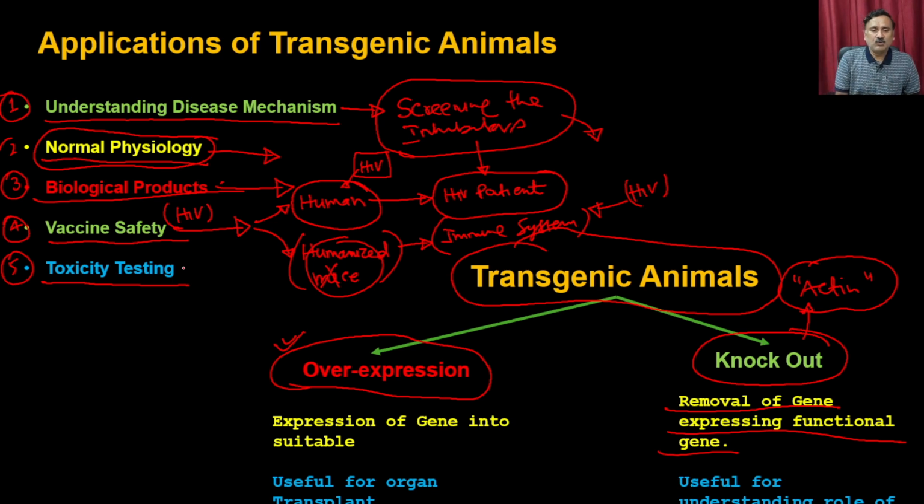The same is true for toxicity testing. When you are testing the toxicity of drug molecules, you have a choice: either you use real humans or you use transgenic animals, and that is why you use transgenic animals, because these animals are meant for doing these kinds of experiments.